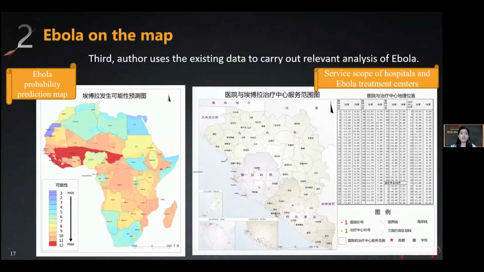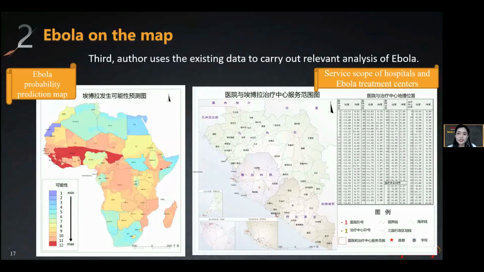And the third, the author used the extracted data to carry out the relevant analysis of Ebola. The first map is the Ebola probability prediction map. This map shows that in this red area, we can find the most severe infections are red, and Guinea, Liberia, and Sierra Leone are the countries with the most severe Ebola infections. And we can confirm that the economy, the education, and the factors that we were talking about are important factors affecting Ebola.